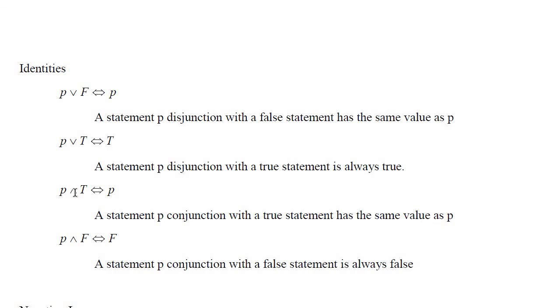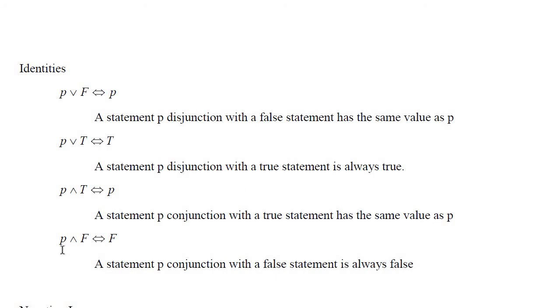If I have P ANDed with the true statement, well, the only time the AND statement is true is if they are both true. So if P is true, the AND statement is true. If P is false, then the AND statement is false. So P ANDed with the true statement is equivalent to the statement P.